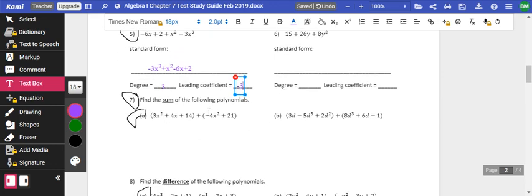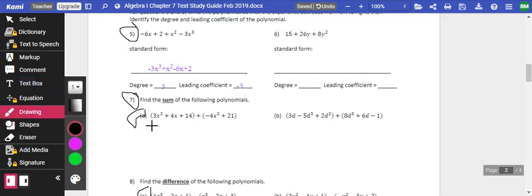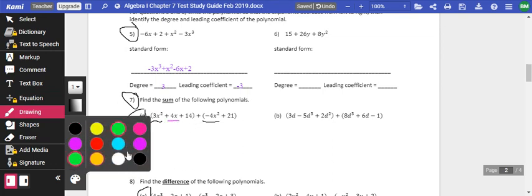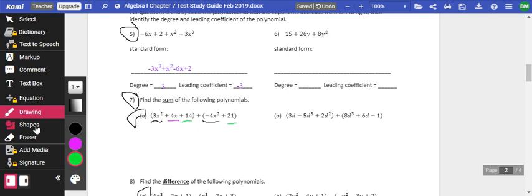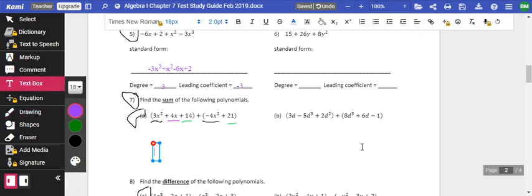When we're doing sums, all it is is looking at like terms. I know 3x squared and negative 4x squared go together. I know 4x doesn't have anything to go with, and I know 14 and 21 go together. So when I write this out, I'm just going to have 3x squared minus negative 4x squared is negative x squared, plus 4x, because there's nothing to go with it, and then 14 plus 21 is 35. Make sure we have a plus sign in there.